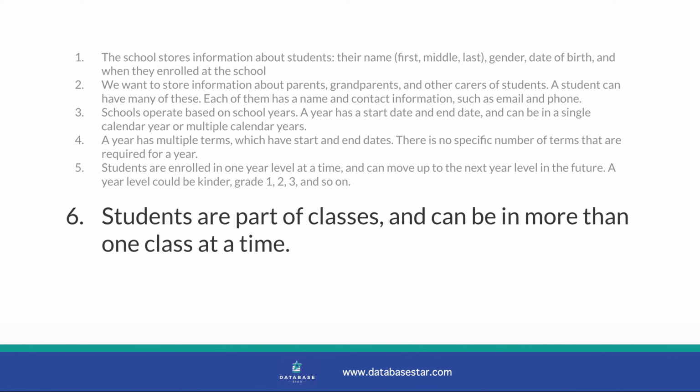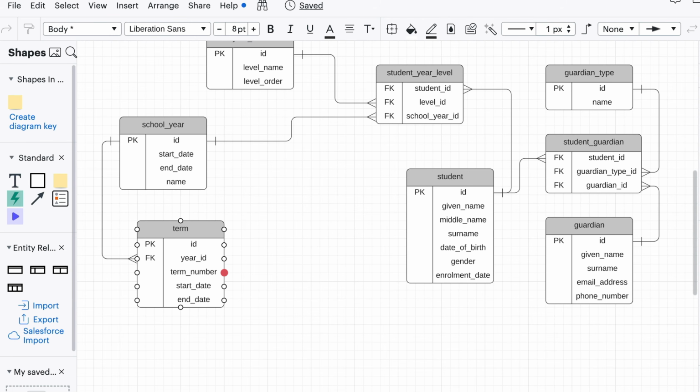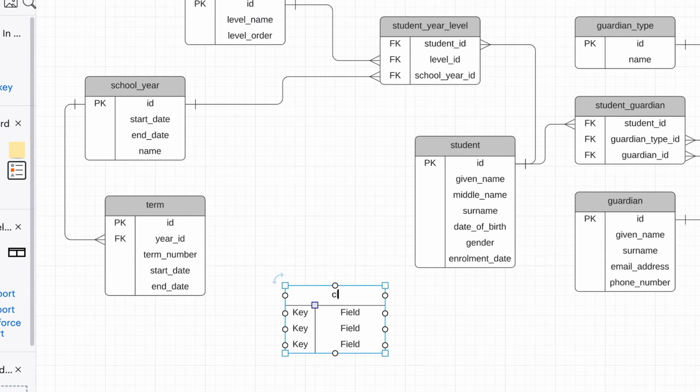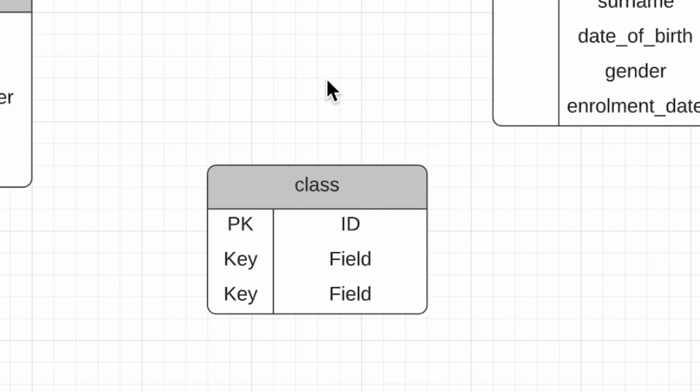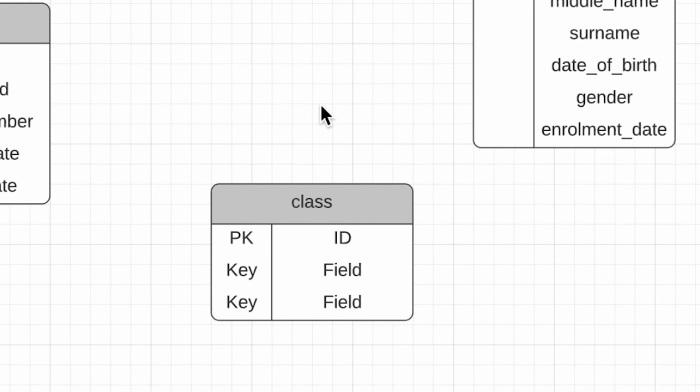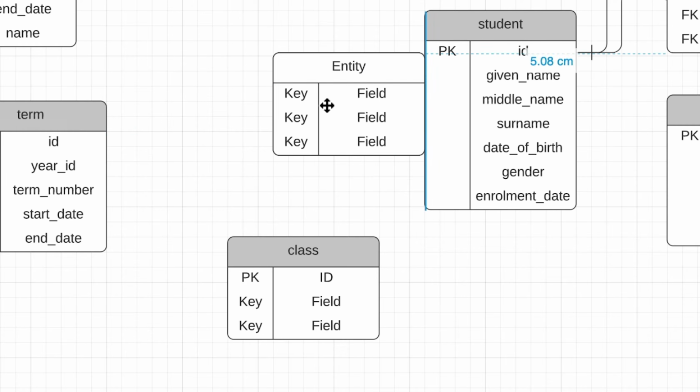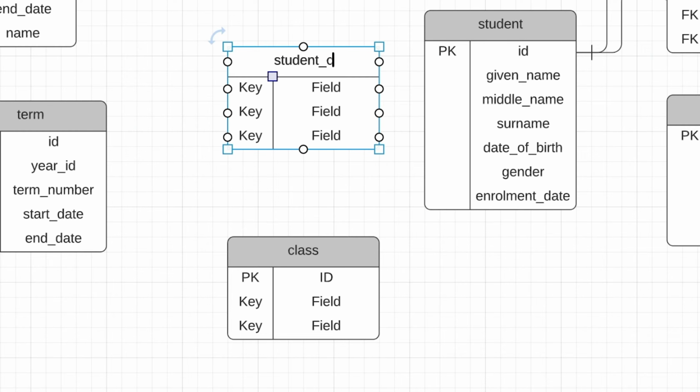The next requirement mentions that students are part of classes and can be in more than one class at a time. Let's see how we can add this. We don't know a lot about classes, so we'll add a table for it and leave it mostly empty. We'll call it class and add an ID column for now. We know that students can be in more than one class, and a class has many students. So we'll need another joining table. We'll call this one student class and add the IDs of both the student and the class table. The sample data for this will just be the ID values, so there's not much to show yet.